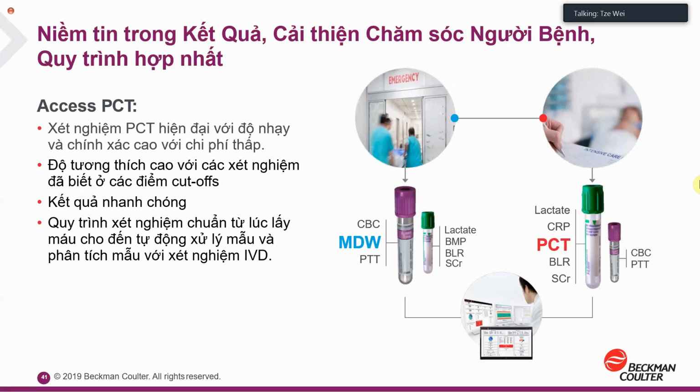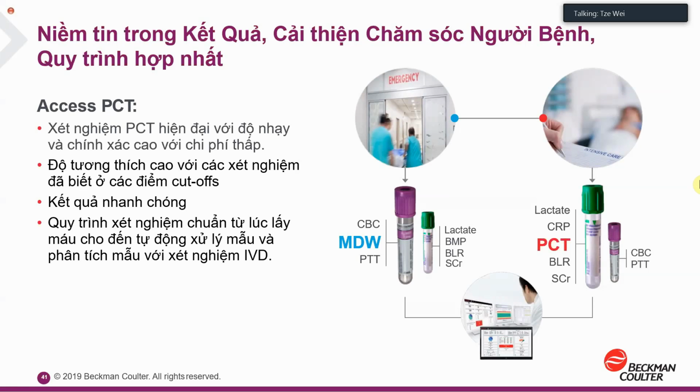procalcitonin may not be available 24/7 because it's not part of a consolidated workflow. So again, having a state-of-the-art PCT assay on our platform with high sensitivity, low imprecision, and high concordance to established methods at key cutoffs can help to consolidate the overall workflow and provide rapid access to results, because it will be part of the overall standard lab workflow from blood draw to automated sample processing and data analysis, alongside other IVD results.